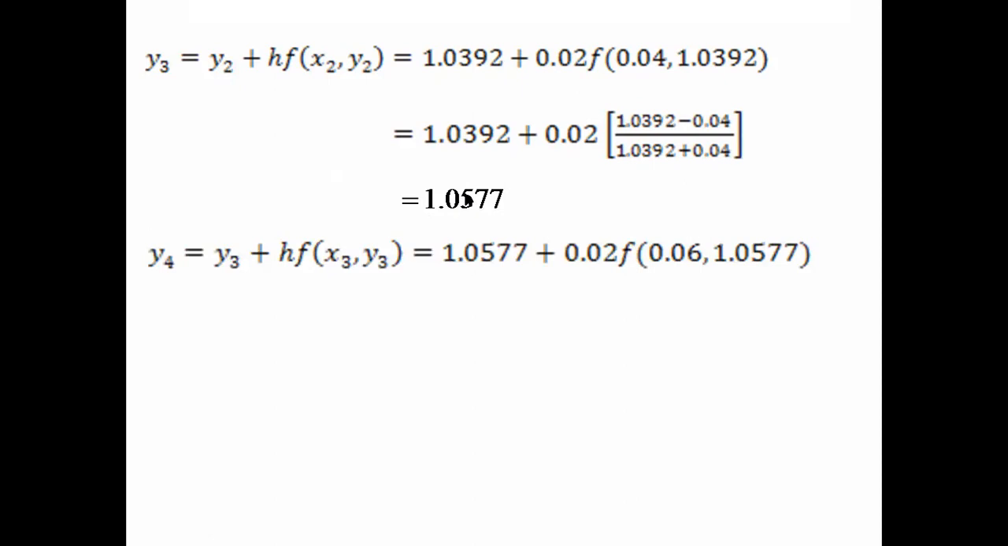Now you have to go to y suffix 4 because we need the solution at the point 1. That's the question. So to get y4, the previous solution, that is y3 plus h into f of x3 comma y3. So this is a very beautiful method of solving this. That means the solution curve is represented by a straight line at that point. The previous solution plus the slope of the tangent we are adding. That's all. So y3 is here 1.0577 plus h is 0.02.